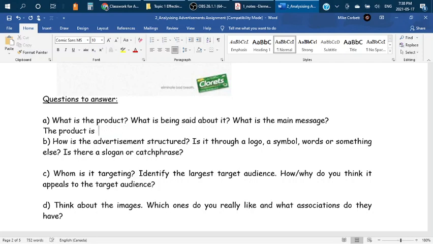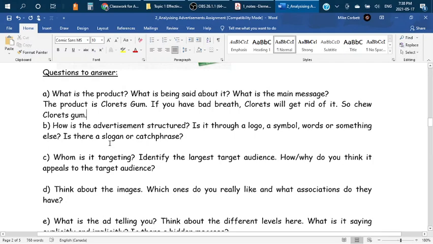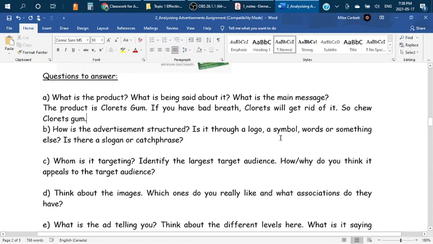The product is Clarets gum. Oh, did I misspell Clarets? Oh, it's got to be a capital. Clarets gum. What is being said? And what is the main message? The message is, if you have bad breath, Clarets will get rid of it. So chew Clarets gum. That's essentially what they're saying. Chew our gum if you have bad breath. And they're basically saying everybody has bad breath. Look at this guy. His breath is so bad it's like an old dirty sock.